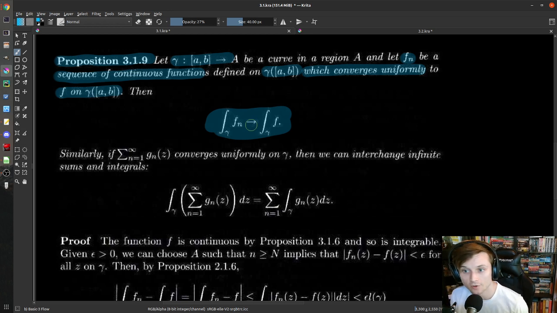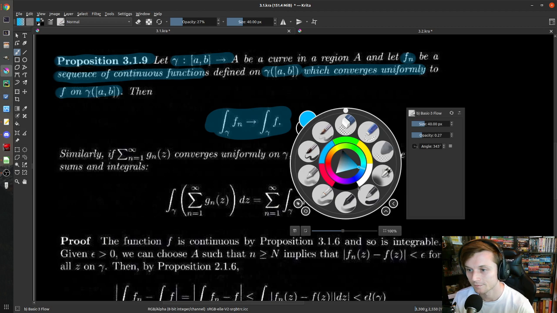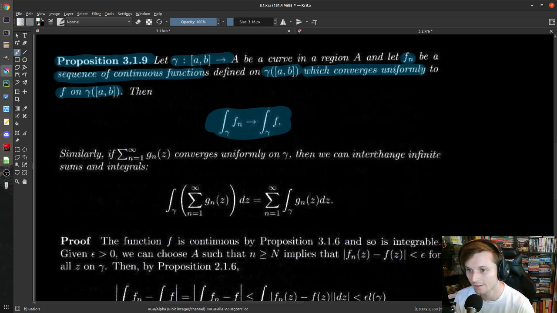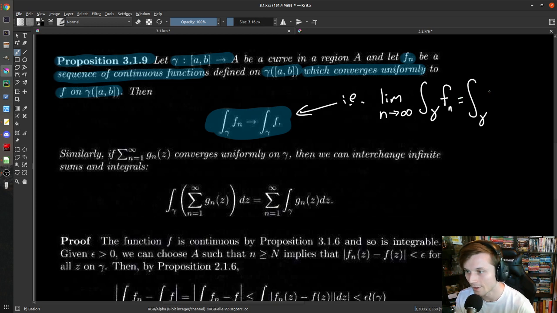Kind of natural. Another way of saying this, if you want to, is that the limit as n goes to infinity of the contour integral about gamma of f_n is equal to the contour integral about gamma of the limit as n goes to infinity of these f_n. Right?